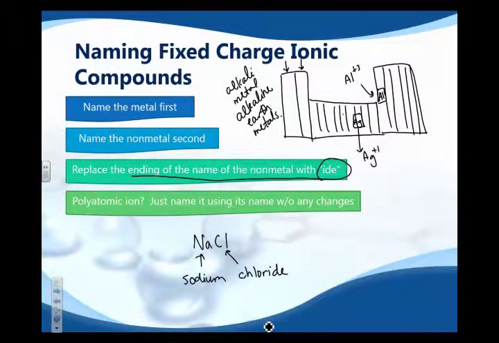If there was a polyatomic ion present in here, let's say I had NaNO3, I don't have to adjust its name at all. I just name it. So I would name my element first, which was sodium, and then I would name my polyatomic ion using its name, which is nitrate. So I would just call it sodium nitrate.